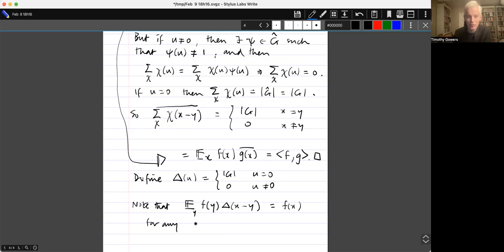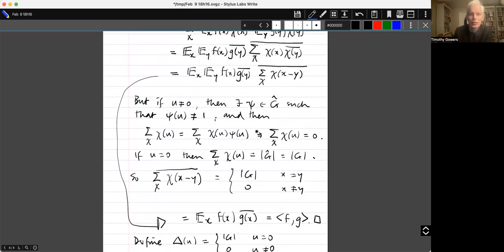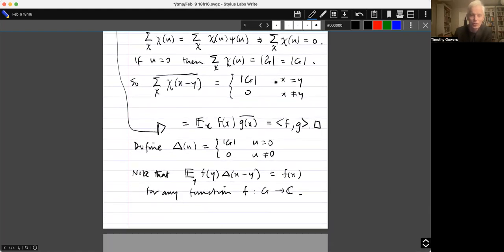for any function f from g to c. So that's what we basically use. This bit here was capital delta of x minus y. So that's where the g of x came from.